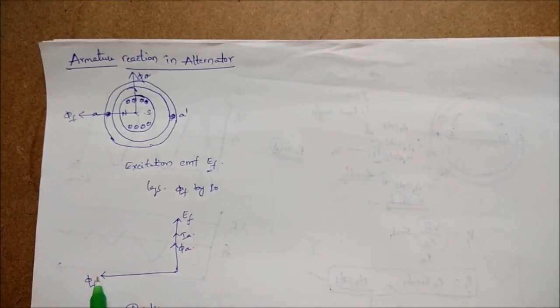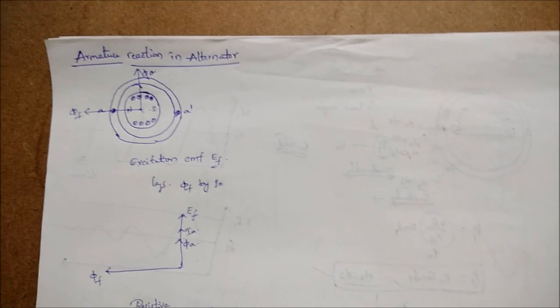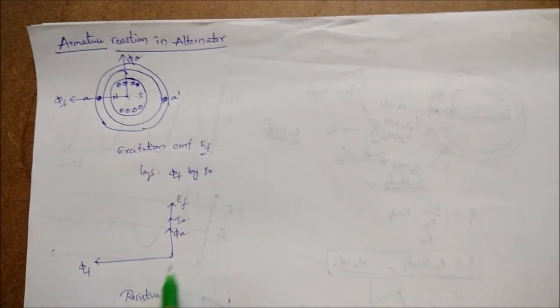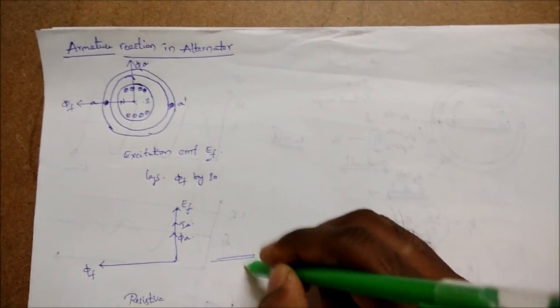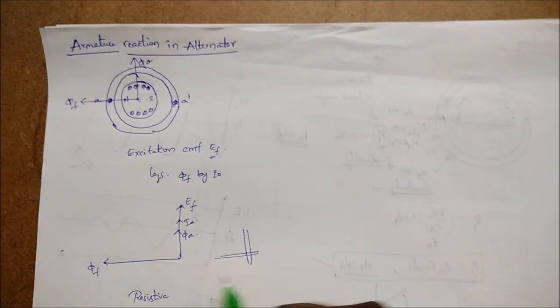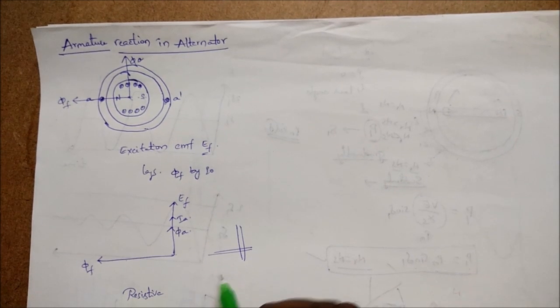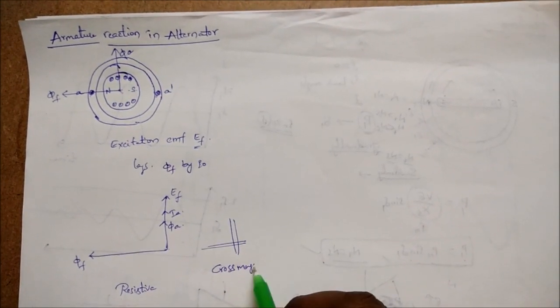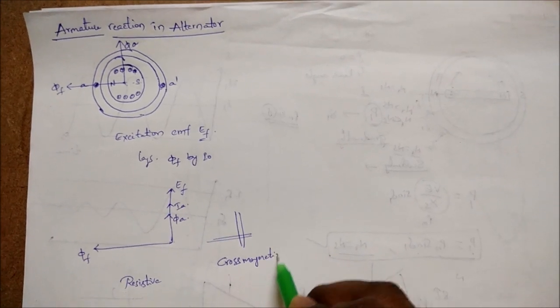Now the phi F is like this. So what is armature reaction? The effect of armature flux on the field flux is called armature reaction. The phi F is like this and phi A is like this. So the nature of the armature reaction is cross magnetization. Is it clear?